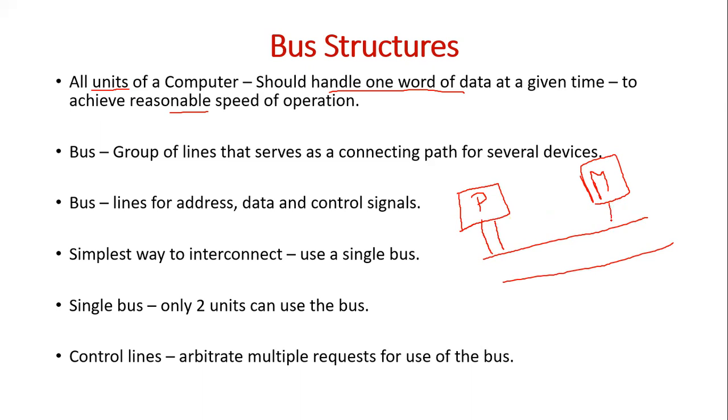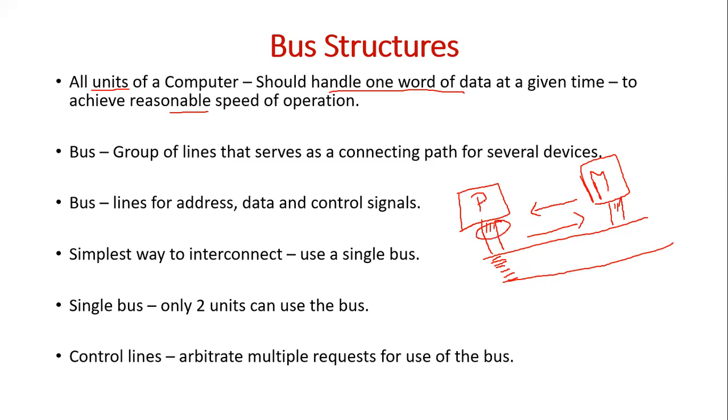Now what does it mean? If it is a 64-bit computer, this bus internally, if you see, there will be 64 lines or 64 small wires. So here also 64 wires will be there, here also 64 wires will be there. So it means that this processor can send 64 bits of data to memory at a given time. Similarly, memory can also send 64 bits of information to the processor at a given time. So this 64 bit is called the word size.